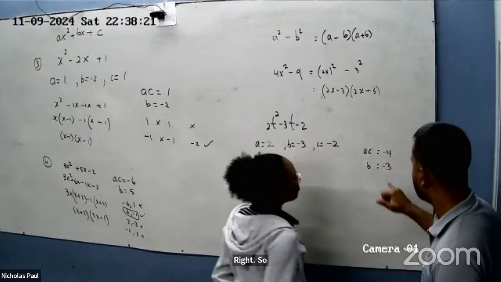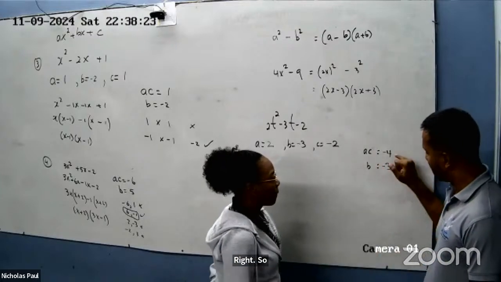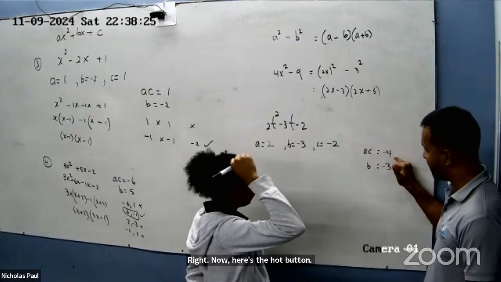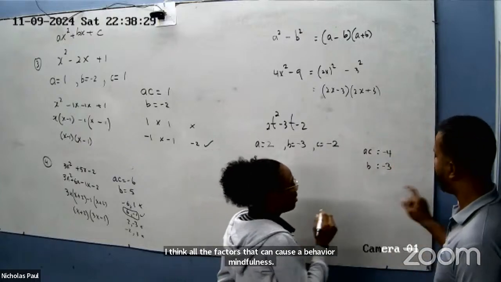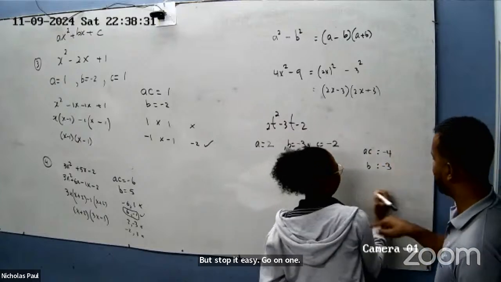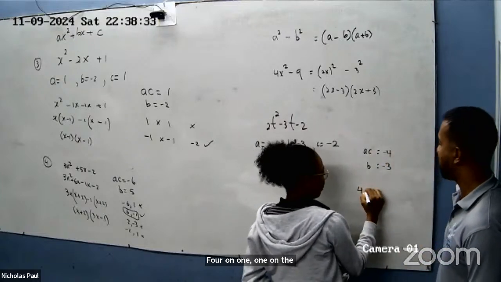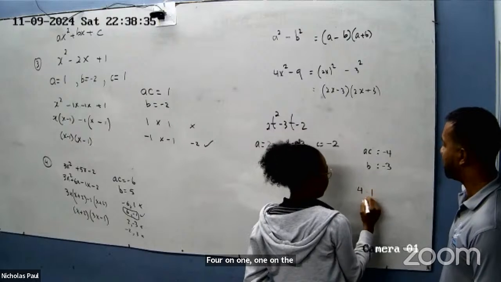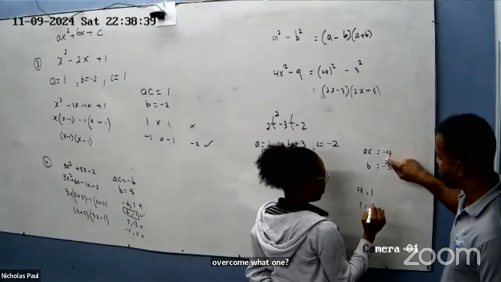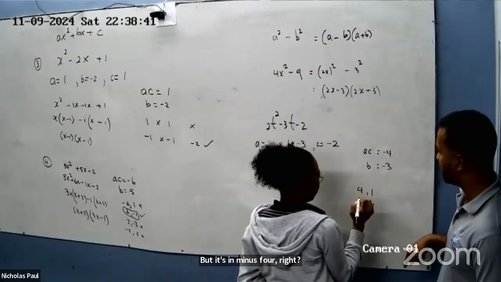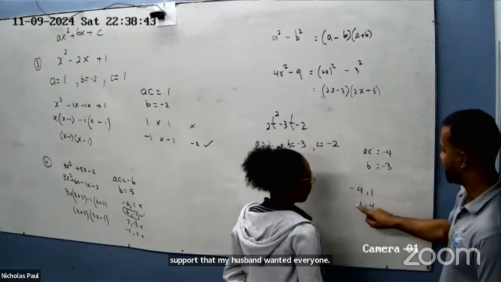Right. Now, here's the hard part. You're writing all the factors that could possibly give you minus 4. So start with the easy ones, 4 and 1. 4 and 1, 1 and 4. But it's minus 4, right? So put a minus on one of them. It doesn't matter which one.